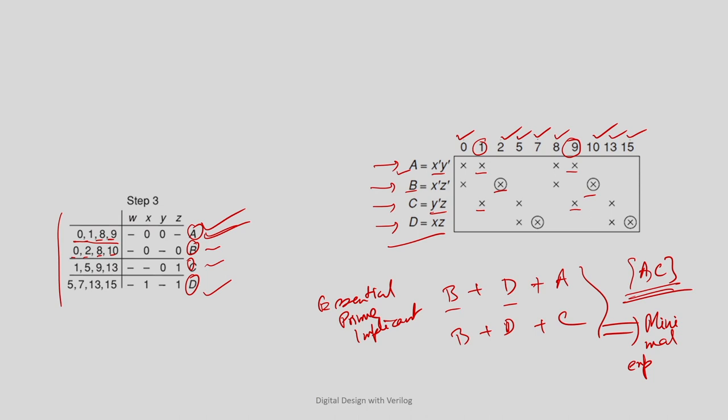Specifically in this example, if I select A, that also covers 1 and 9, and if I select C, that also covers 1 and 9, so I can select one of them. But in reality, there may be scenarios where I have to select a subset judiciously such that the number of product terms is minimum, it covers all the min terms, and the overall number of literals is also less. So this is not a trivial task and may come with various other complexities. That I am going to discuss in the next class. Thank you.